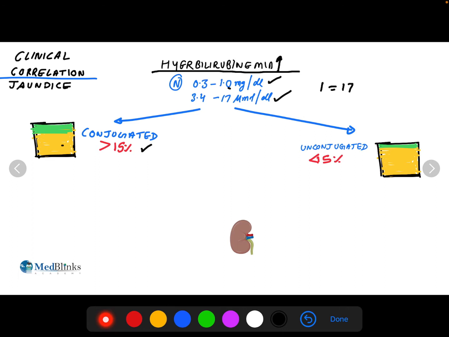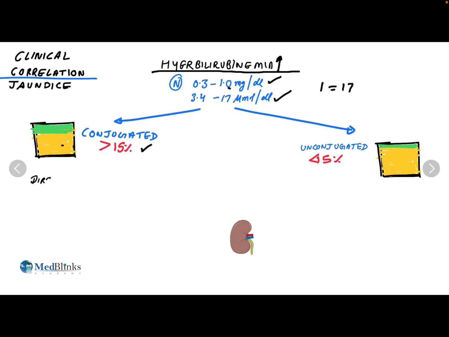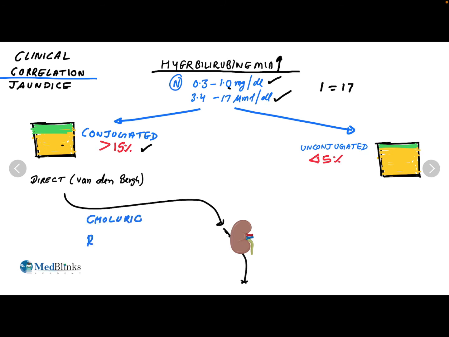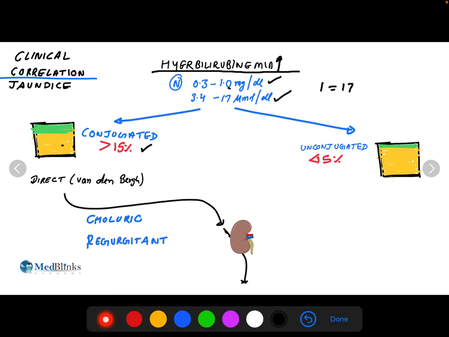Now, next thing we should know about conjugated hyperbilirubinemia is that it is also called direct hyperbilirubinemia because the same fraction is measured in the Van den Bergh reaction. Because this fraction of bilirubin, that is conjugated or direct fraction, is soluble in water, it gets excreted in the urine. That is why it gives urine its Coca-Cola color. That is why it is called choluric jaundice.